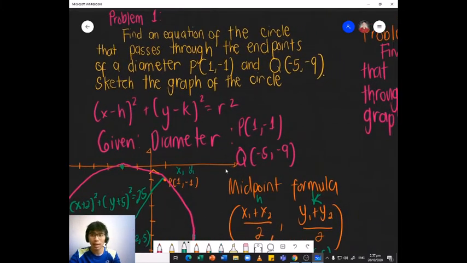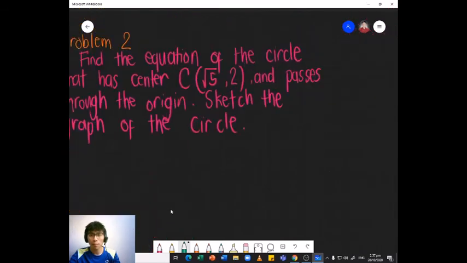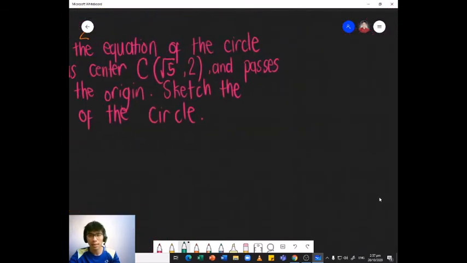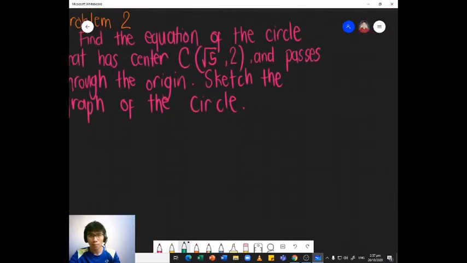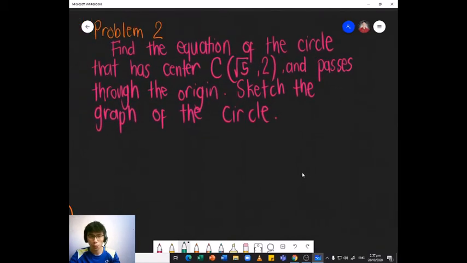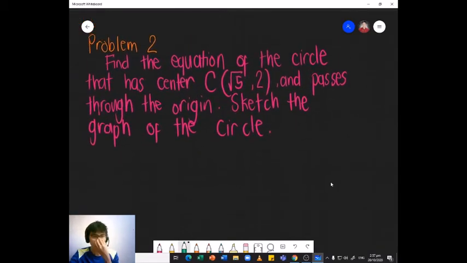This time, let's solve problem number 2. Same thing as with problem number 1, let's get to know what is asked in our problem and how we are going to solve it. Of course, this problem revolves around the concept of a circle. For problem number 2, find the equation of a circle that has the center.